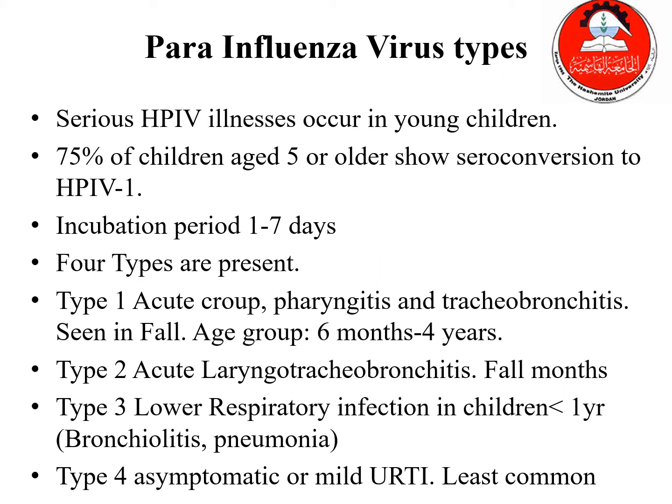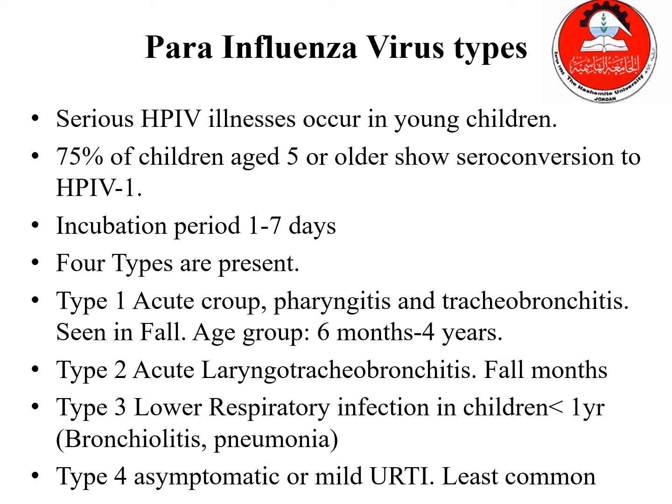And we have 4 serotypes for the parainfluenza virus. Type 1 and type 2 are associated mostly with croup, acute croup or laryngotracheobronchitis, and it is seen mostly in the fall and the winter months. Also, we have types 3 and 4, which are associated with respiratory tract infection. Type 3 might be associated with lower respiratory tract infection, especially in children below 1 year of age, such as bronchiolitis and pneumonia.